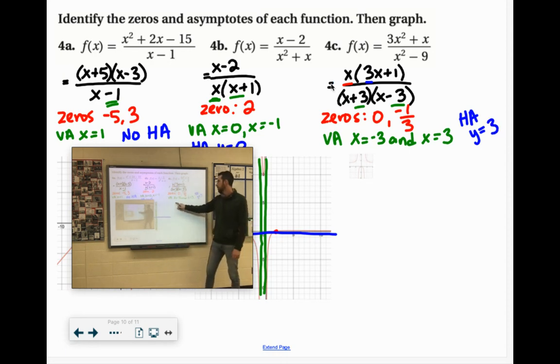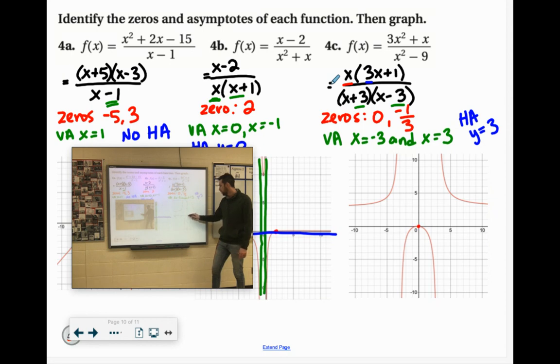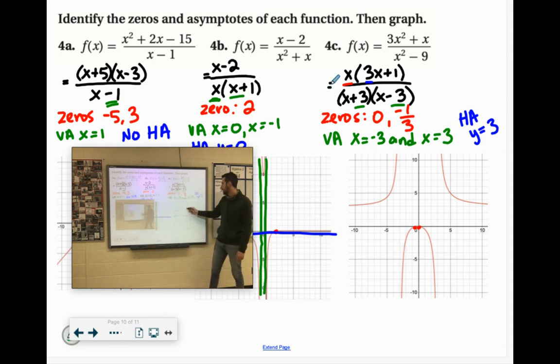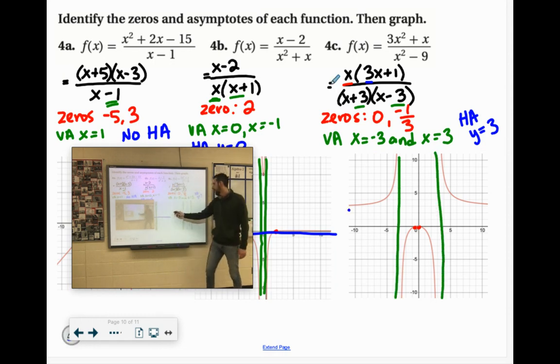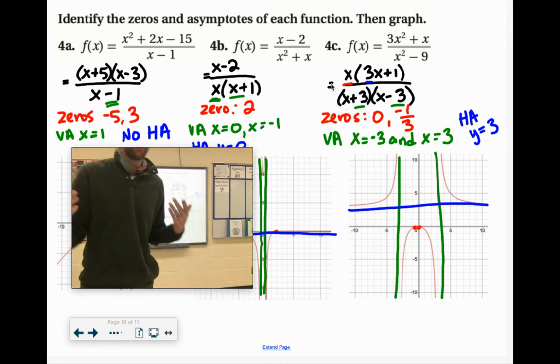Let's see what that graph looks like. All right, our zeros are at 0 and, oh, sorry, negative 1/3. 0, negative 1/3. We got the vertical asymptotes. I'm going to run out of time here. Vertical asymptotes at negative 3 and positive 3, and the horizontal asymptote at 3. Okay? Because that is the only coefficient in the numerator, right, in front of the x, that 3. So I know it's not way out in front there, but it is in front of that x.